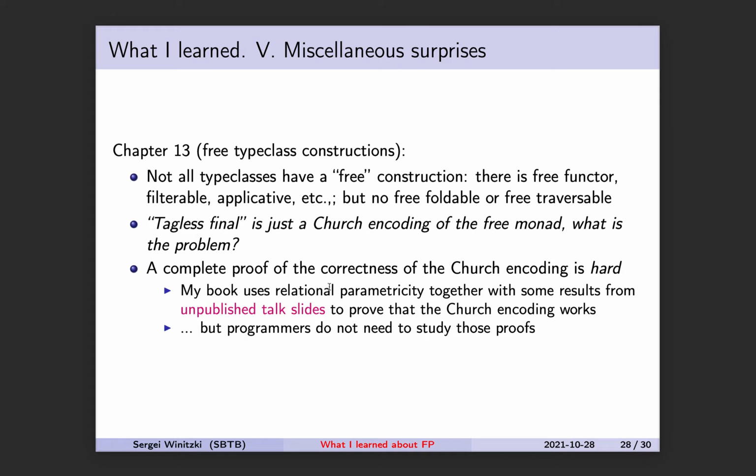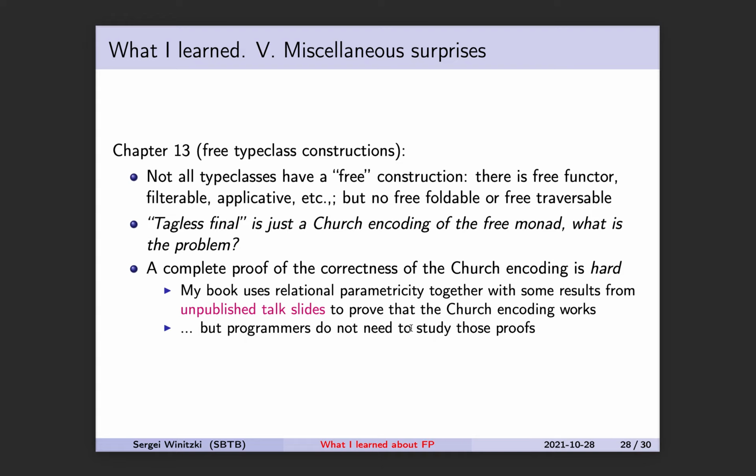My book has a proof, but it uses a lot of difficult theory, relational parametricity. I'm also using some talk slides that I found that don't seem to be published as a paper. So all of that seems to be necessary to prove that the church encoding actually works the way we want to. The good thing, of course, is that programmers do not need to study these proofs. I wanted to write them because I wanted to know that the statement is correct. But now that we know this, we don't have to study these proofs.